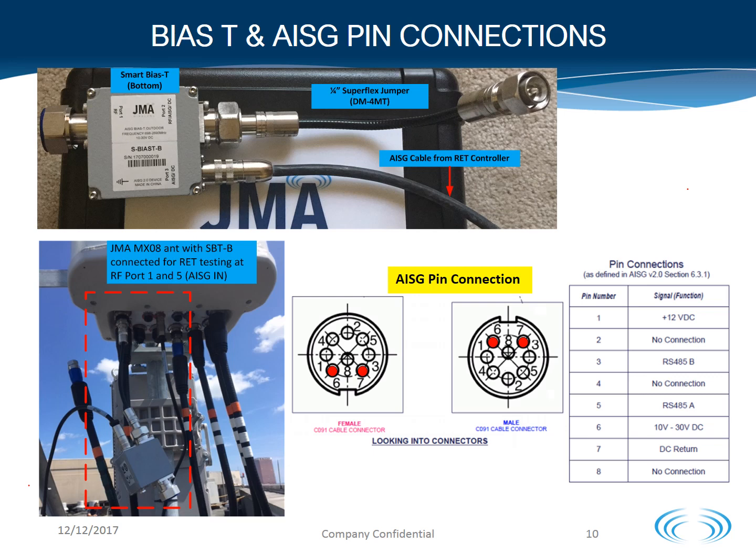BIAST and AISG pin connections. Here we have an example of a test kit using a JMA bottom smart BIAST with a short jumper that is made with 1/4 inch superflex coax, having a DIN male connector on one end that's connected to the smart BIAST and a 4310 male connector to connect to the antenna. And here's the example of how the smart BIAST is connected to the antenna for testing. We also have the AISG pinouts provided for you for troubleshooting so that you can use a voltmeter to measure pins 6 and 7 for DC voltage coming out of the RET controller.